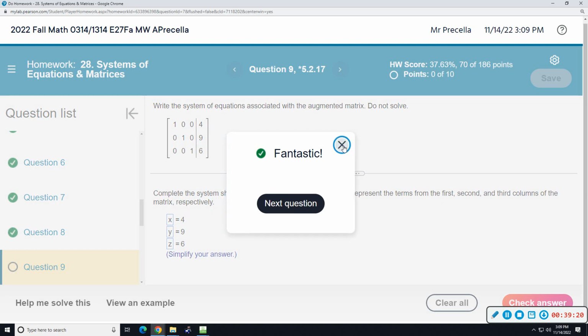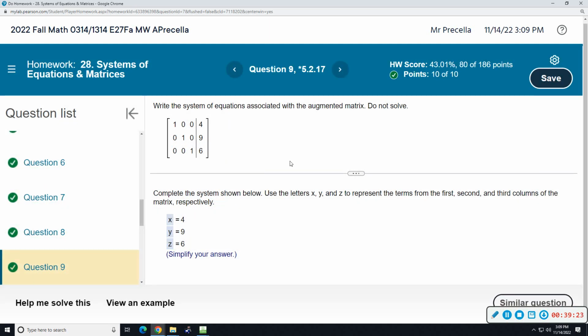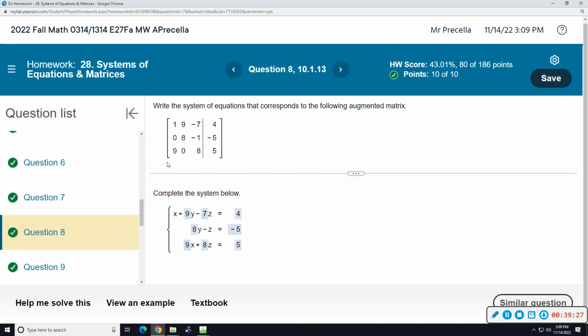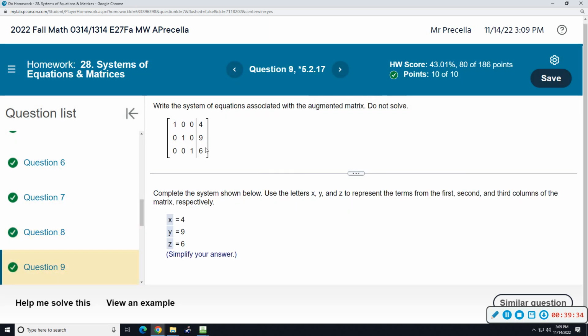Okay. This is called an augmented matrix. And there's a way that you can take a matrix like this one and go through shuffling around and moving stuff around until it looks like this, with the ones down that diagonal. This is the preferred form, because then you have the answers. It says do not solve, but it's already solved. X equals 4, Y equals 9, Z equals 6. Okay?